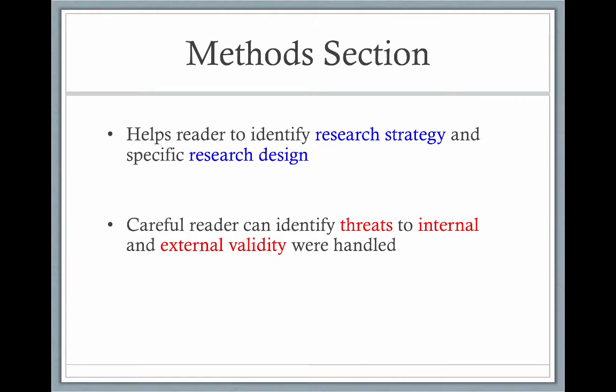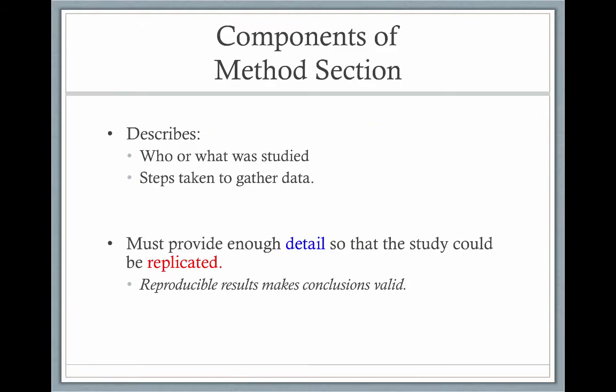This helps the reader to identify research strategies and specific research designs. The careful reader can identify threats to internal and external validity while reading the methods section. So the components of the methods section describe who or what was studied and the steps taken to gather the data. Remember, enough detail needs to be provided so that the study can be replicated. Reproducible results make conclusions valid. Make studies strong.